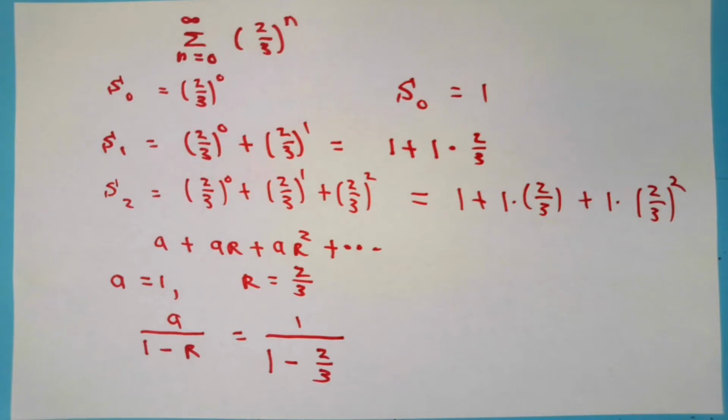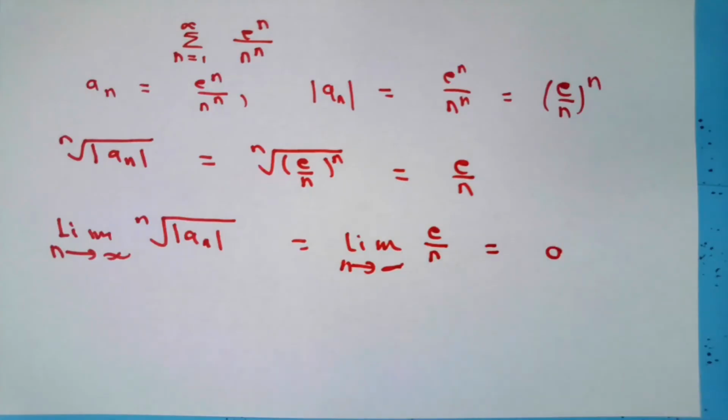That'll be 1 over 1 minus 2/3. You can deal with the fraction any way you like. This is 1 divided by 1/3, which would be 3. Or if you want to be a little bit fancier about it, you can clear the fractions.